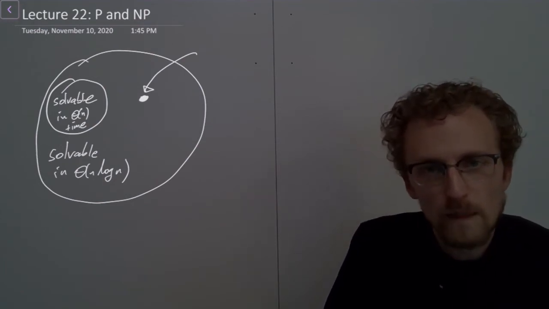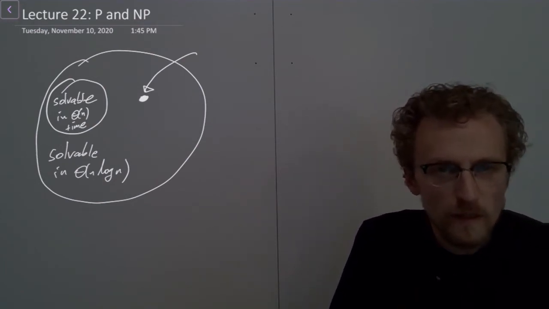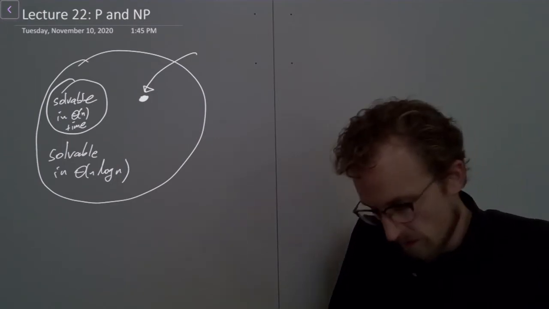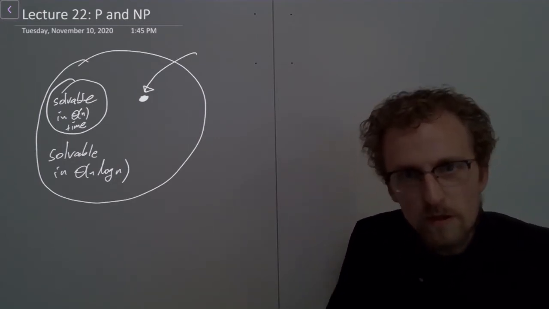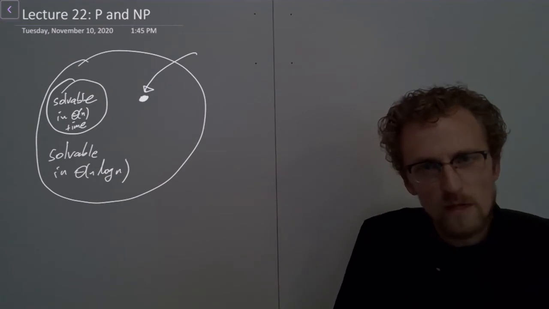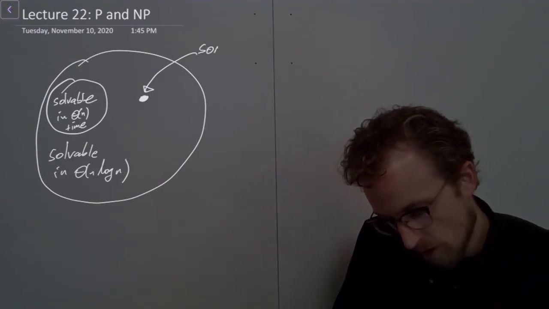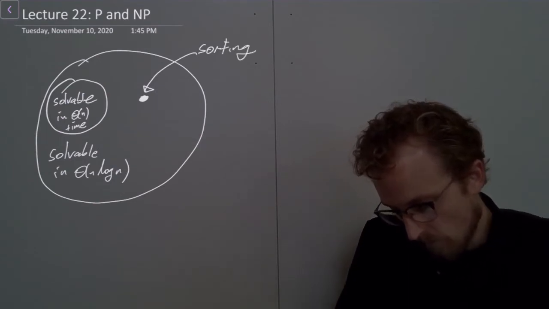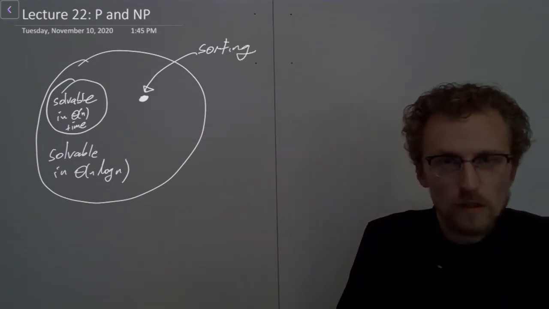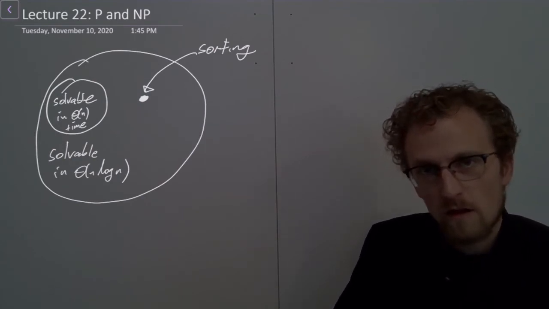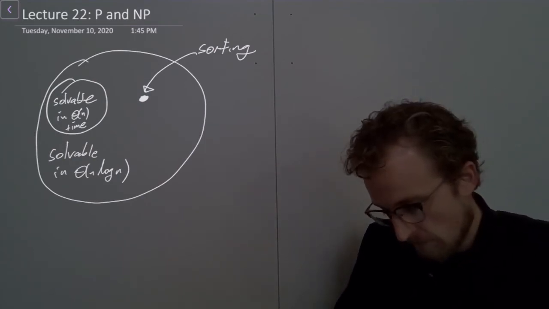So I'm just going to call that sorting. I'm not fiddling with the distinctions between problems that we can solve using counting sort versus the ones that require something like merge sort. I'm just saying these are the problems that we can't do with counting sort. So sorting lives in here. Sorting cannot be solved in linear time, but it can be solved in n log n time. So this is one way of expressing that fact.